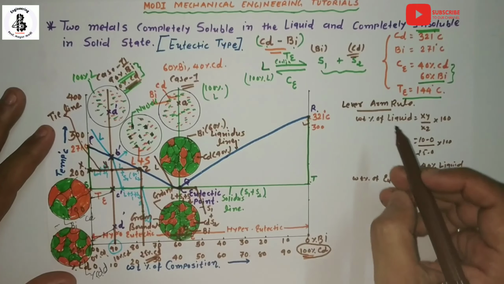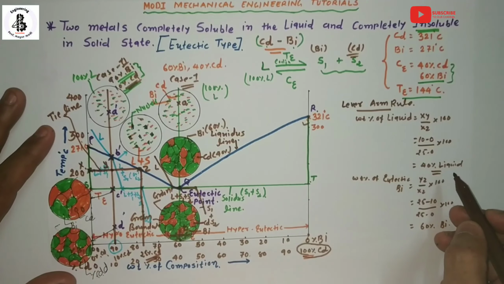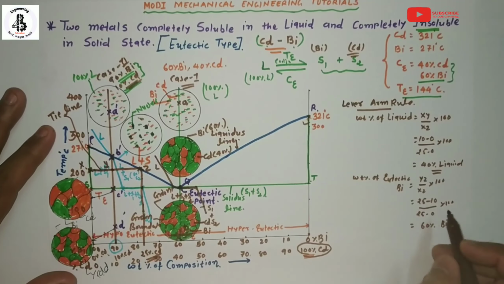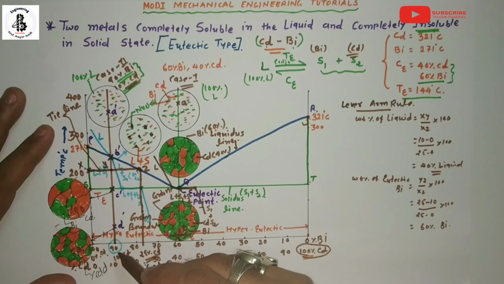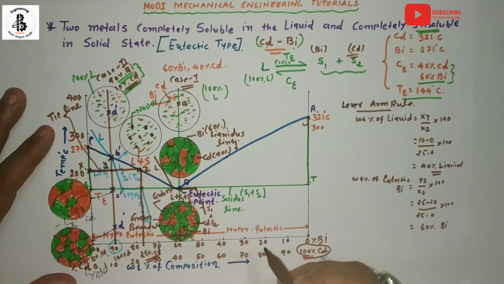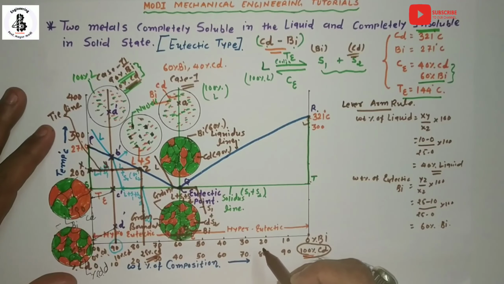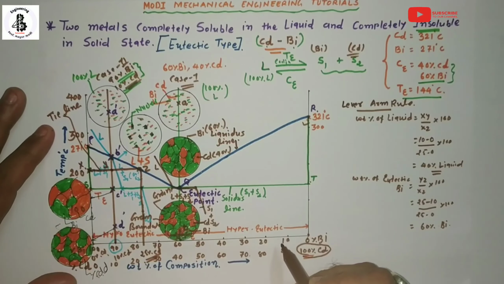With the help of the lever arm rule, you can find the different percentages of liquid and eutectic bismuth. So this is all the case regarding the hypoeutectic transformations. Now I would like to make one transformation which has a hypereutectic transformation line.